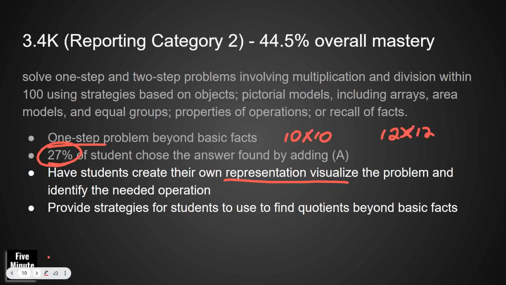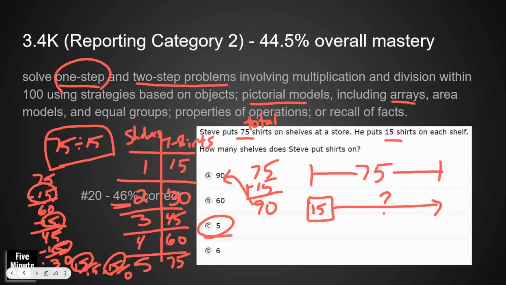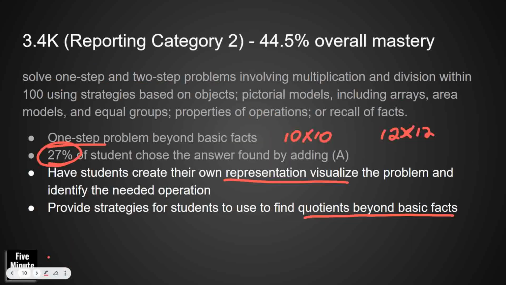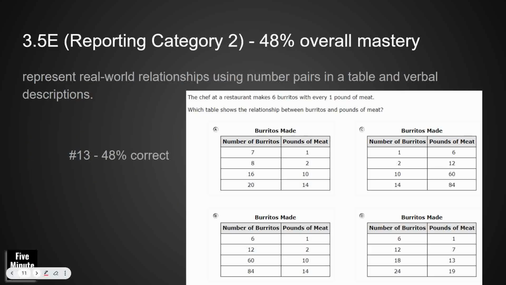So step one is we need to create our own representation to visualize the problem. Visualizing the problem with a representation, whether that be a strip diagram, whether that just be pictures with shelves, like you could just draw shelves, right? And just count how many 15s it takes to get up there. That is what's going to help students identify the correct operation. And then we need to provide them strategies to find quotients beyond basic facts. I modeled two. So we did some repeated addition, some skip counting up. You could do repeated subtraction. There are ways to get to these larger quotients beyond basic facts, because once it's been tested once, there's a good chance we might see something like that again.